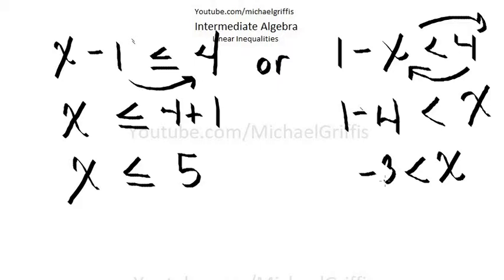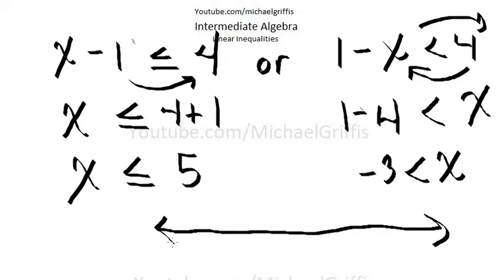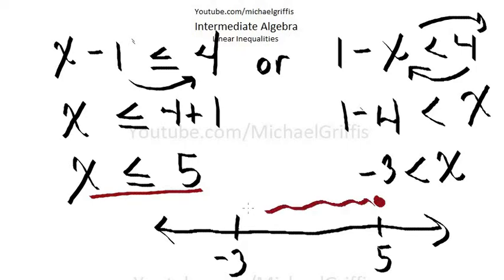All right. Now let's draw our number line here. We'll plot negative 3 right here, and let's put 5 right here. So this inequality, x is less than or equal to 5, means that it's going to be a solid dot, and it's everything less than or equal to, so we're going off in this direction right here.